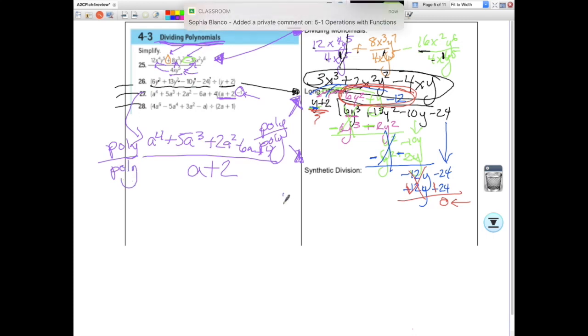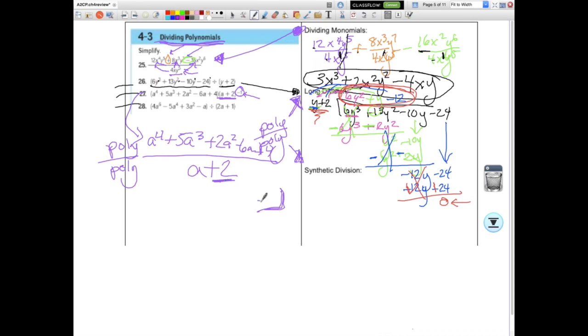So to review this one, we'll do synthetic. We need to find our R value, or our number in the box. And our number in the box here is always the opposite sign of this number here. So it's going to be a negative 2. Across the top here, I'm going to put all of the coefficients for my equation, my numerator, making sure that I have every power included. So 4, 3, 2, 1, and none. Good. I'm going to put all my coefficients and then my constant. So a to the 4th has a 1 in front of it. Then a 5 is my next coefficient. Then positive 2.